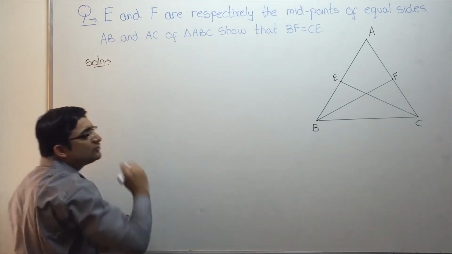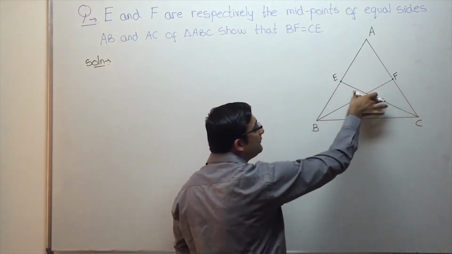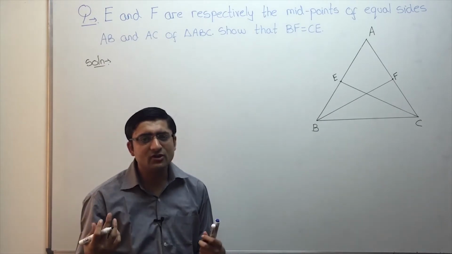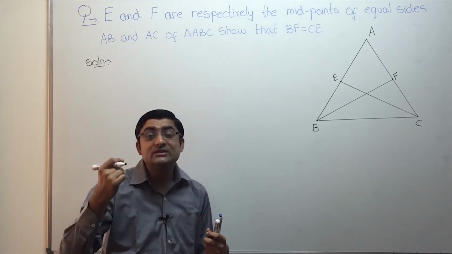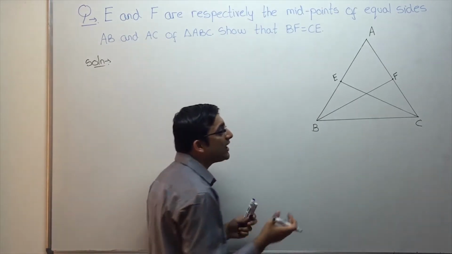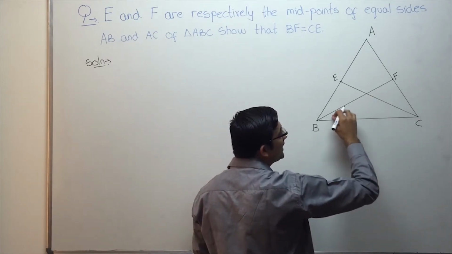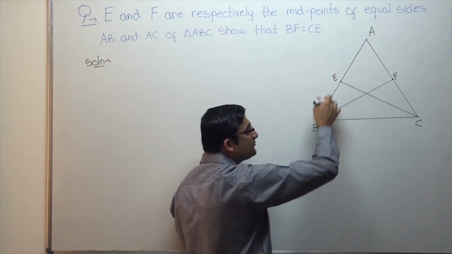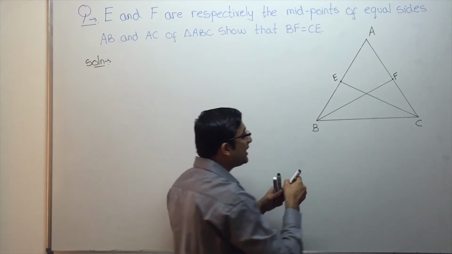So see, what do we have to show? We have to show that BF is equal to CE. So basically, we have to show two sides to be equal. So what is the logic? Look for two triangles which have BF and CE as their sides. So I want a triangle with BF as its side. I can take triangle BFC. I want a triangle with CE as its side. I can take triangle CEB. So let me mark these two triangles.